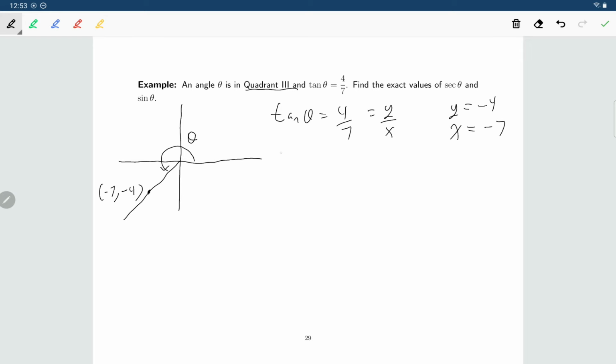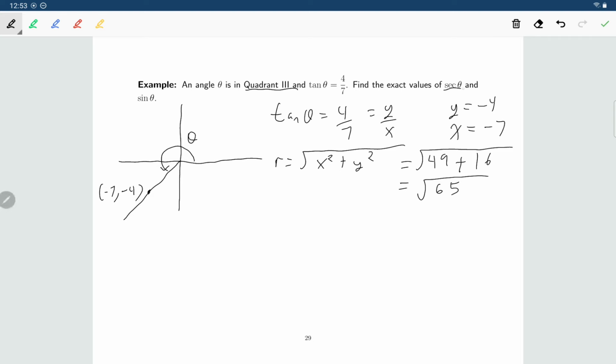And away we go. We can now find our value for r by saying that that is the square root of x squared plus y squared. Using what we have here, x is negative 7, and when we square that, we'll get 49. And y is negative 4. When we square that, we'll get 16. And so r should be root of 65. And that root is in simplest terms. There are no perfect squares that can be taken out of it. So we are good to go.